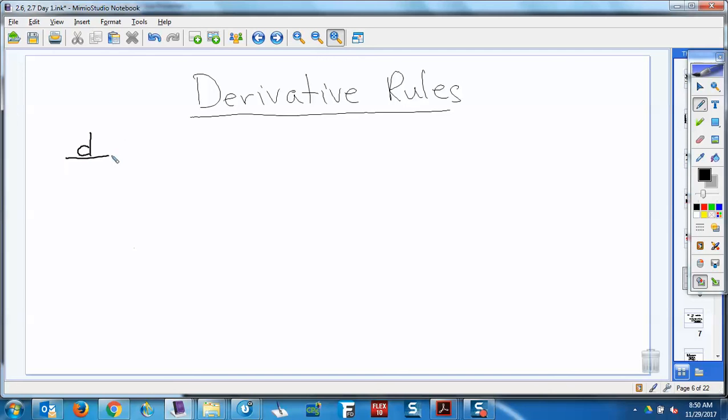Derivative, remember our Leibniz notation? What's a derivative of a constant? What's a derivative of a constant? K. 0.